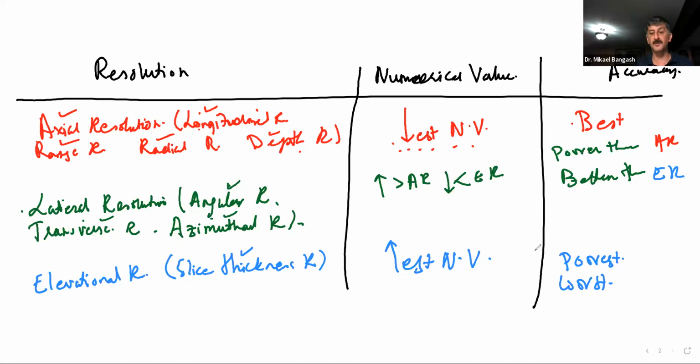What does the poorest resolution mean? It's going to be least accurate. So lower numerical value, best accuracy. Highest numerical value, lowest accuracy.